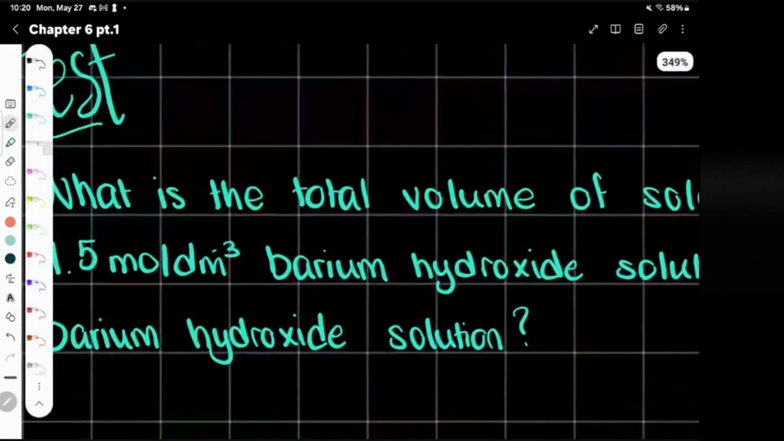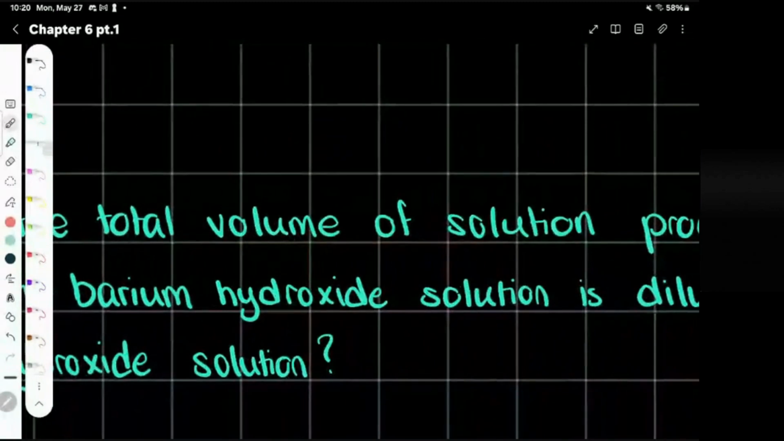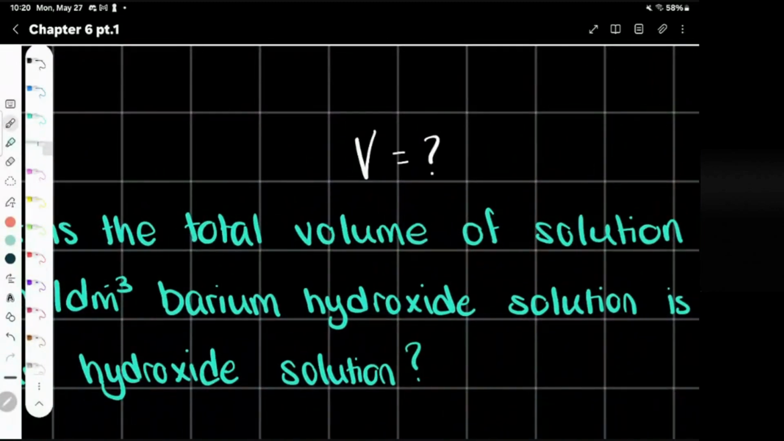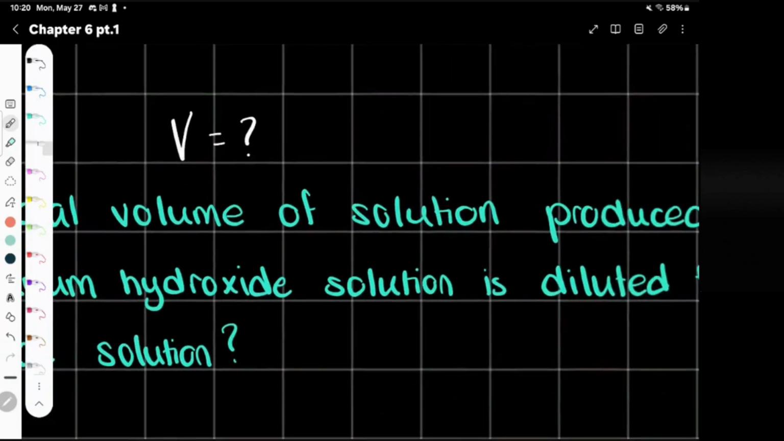So first of all, what is the total volume of solution produced? They're asking for volume, right? So we already know, okay, volume. Very simple. Let's label them.